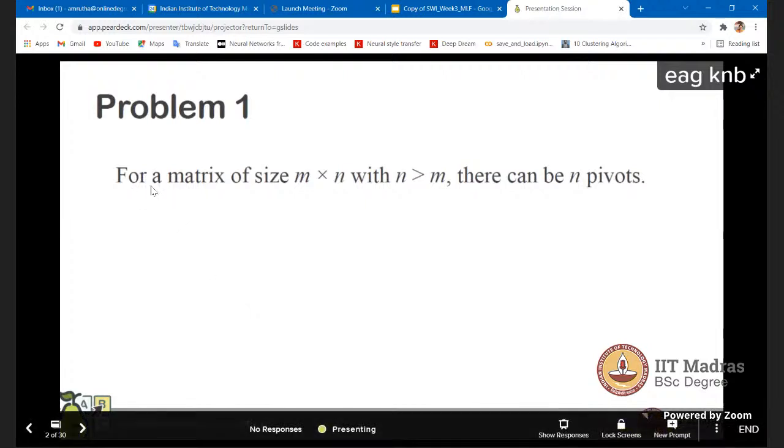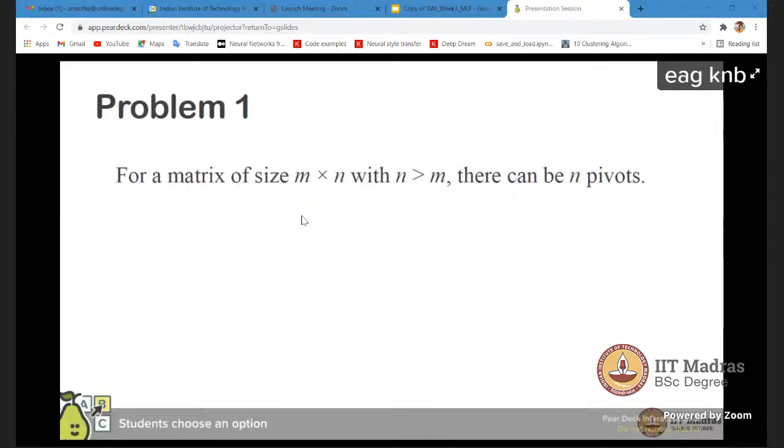So this is the question. Consider any matrix of size m cross n, with n greater than m, so there can be n pivots. This is a statement. You have to identify whether it is a true statement or a false statement. Let me give you 2 minutes to think on it, and we'll see the answer based on your responses.